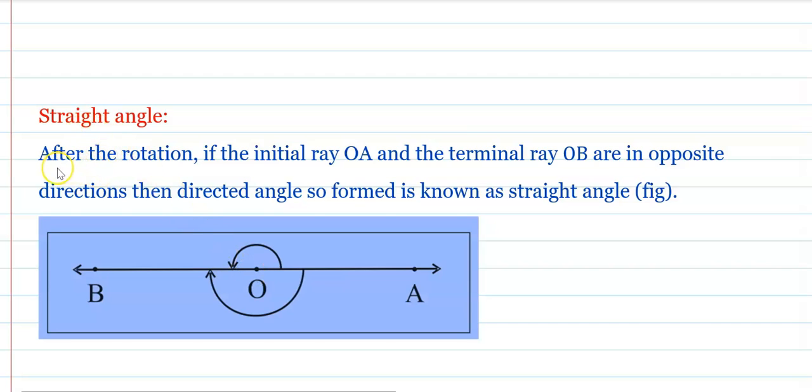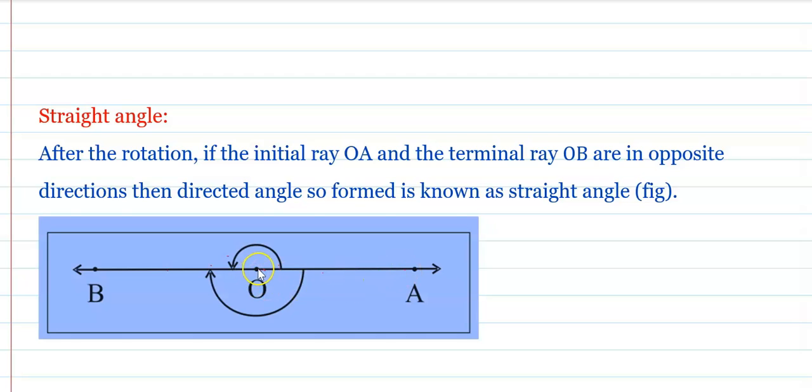What is a straight angle? After the rotation, if the initial ray OA and the terminal ray OB are in opposite direction, then the directed angle so formed is known as straight angle. OA is the initial ray and OB is the terminal ray. If they form opposite rays, then it is called the straight angle. Now here, one has gone in anti-clockwise sense and this one has gone in clockwise sense. They are in opposite rays, that is, they have the same origin.